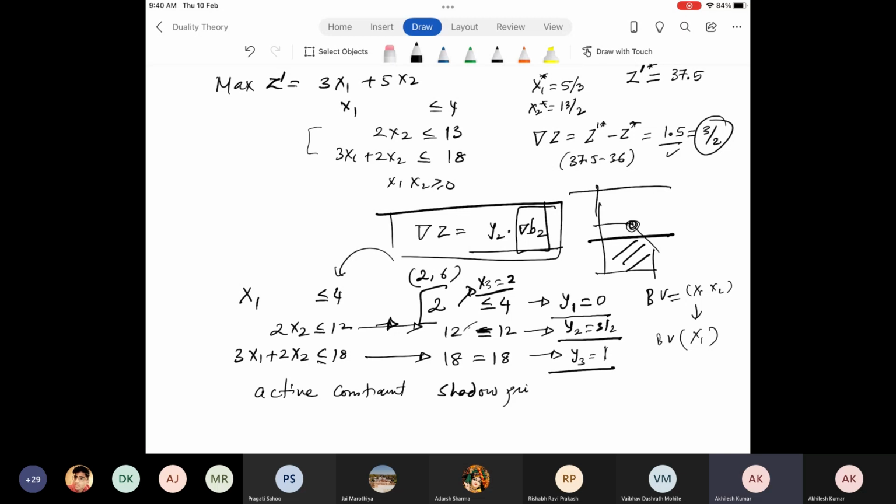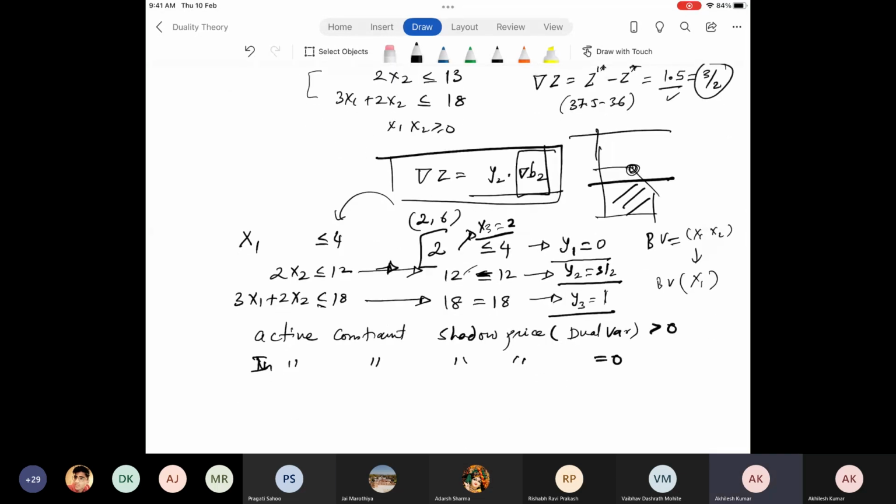Shadow price, for you to remember. I also write: the dual variable is greater than 0. Inactive constraint or non-binding constraint, shadow price equals 0. Good enough. So positive shadow price says it is a scarce resource. If you want to buy, there is another way to look at it also.